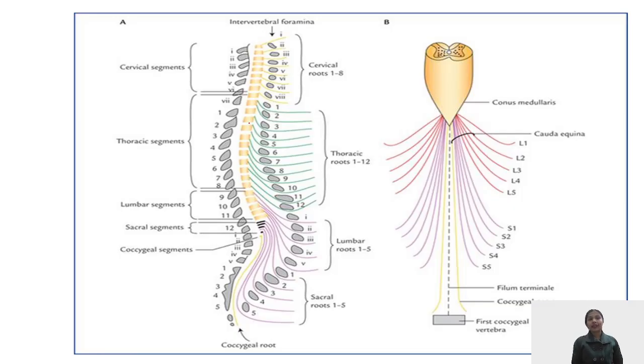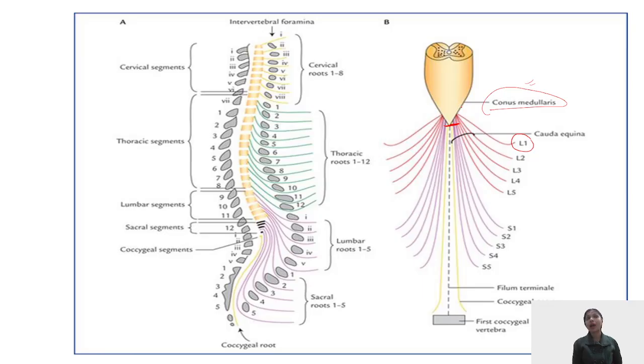This is your spinal cord: the cervical, thoracic, lumbar, sacral, and the coccyx. We have three parts of the spinal cord whose understanding has to be there in your minds. One is the conus medullaris. Conus medullaris is nothing but the terminal part of the spinal cord, which is this bulge or elongation. It ends at the L1 level in adults.